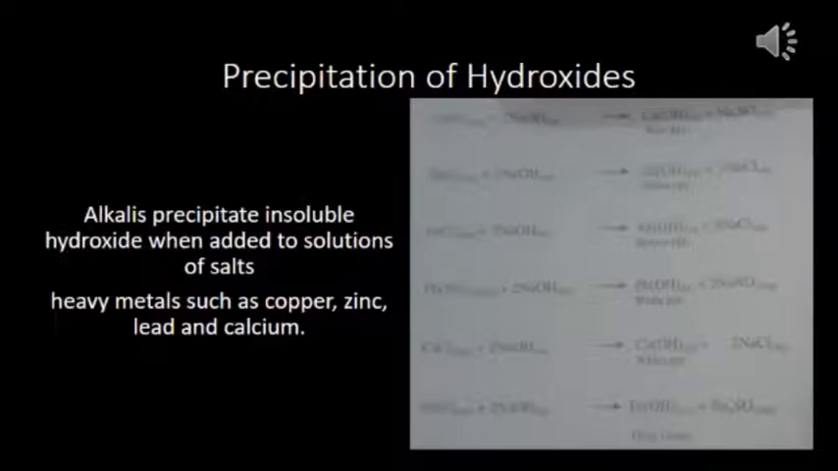Calcium chloride reacts with the base and produces a white precipitate, and when iron sulfate reacts with sodium hydroxide, it produces a dirty green color. So according to these colors, we can differentiate between different precipitates of hydroxides.